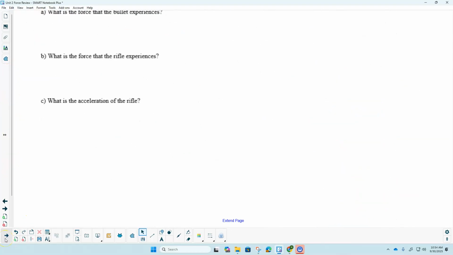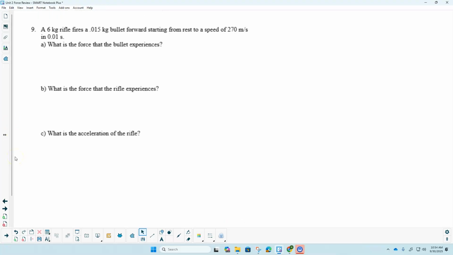The last one, trying to get through this, it's not too long. It says a 6 kilogram rifle fires a 0.015 kilogram bullet, and you're asked to figure out different ideas with this. So the mass of the rifle, I'm going to say R for rifle, is 6, and 0.015 is the mass of the bullet, so MB. The bullet starts from rest, so the initial velocity is 0, and it reaches a speed of 270 meters per second, so that's the final speed, and a time of 0.01.